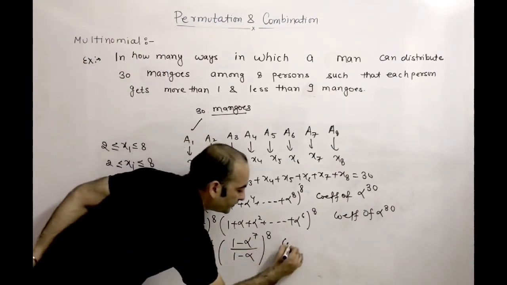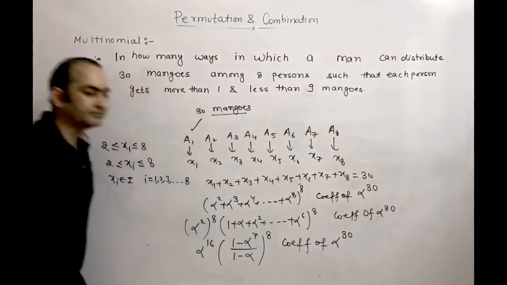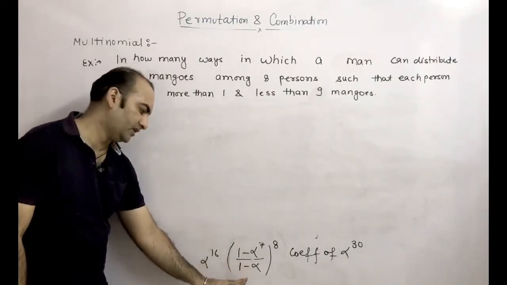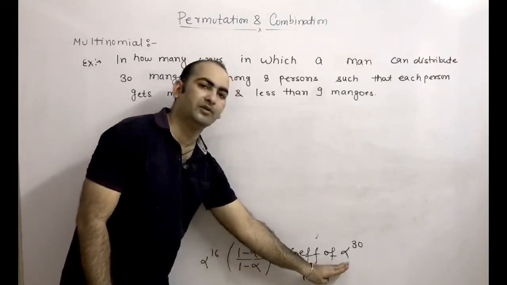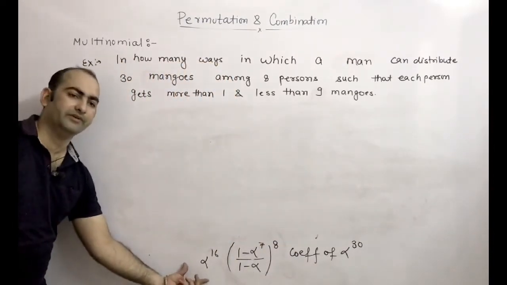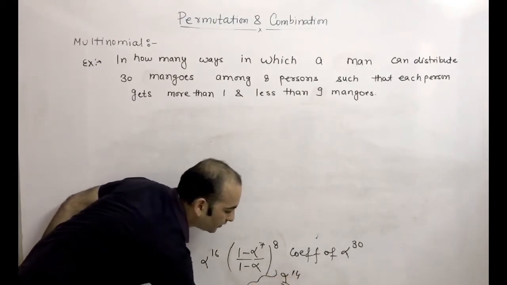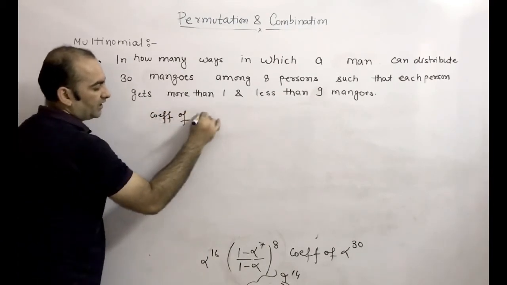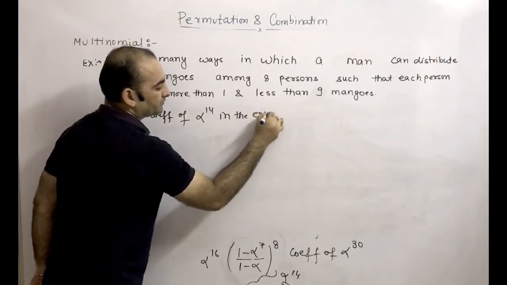So we got alpha power 16 into 1 minus alpha power 7 divided by 1 minus alpha to the power 8. Here we have to find the coefficient of alpha power 30. So alpha power 16 we already got. That means from this term we want the alpha power 14 coefficient. Okay. So we have to find out the coefficient of alpha power 14 in the equation.